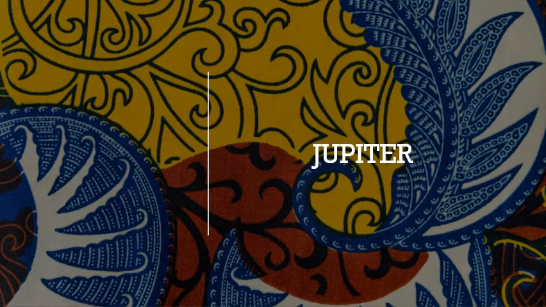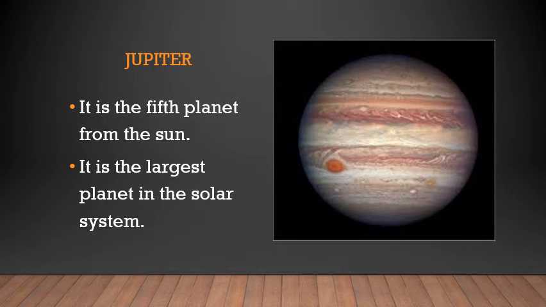Next is Jupiter. Jupiter. This planet is fifth from the sun. When you're learning the names of the planets, learn them in order itself. So it will become easier for you to know which is the fifth planet, which is the third planet, which is the eighth planet. You will understand easier. So Jupiter is the fifth planet in the solar system. It is the largest planet in the solar system.